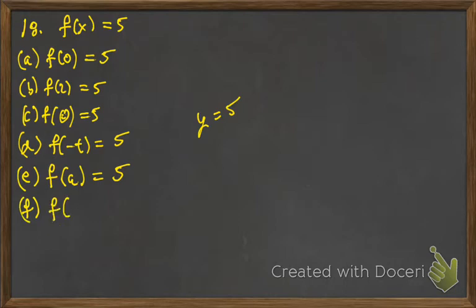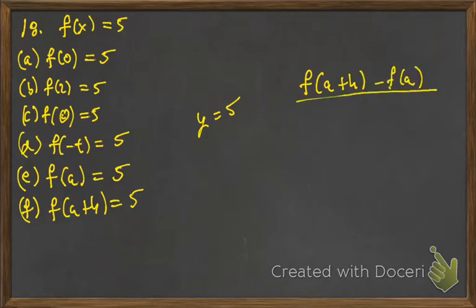Letter f of a plus h. Well, doesn't matter what we're feeding it. It's still 5. Okay. Difference quotient is f of a plus h minus f of a all over h, and it's something we use in pre-cal and calculus. It's related to the slope. We won't get too much into it in this video. Maybe in another video we'll get into the difference quotient a little bit more.